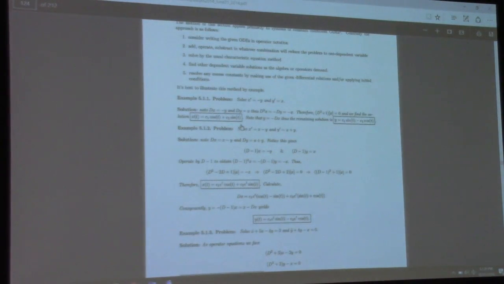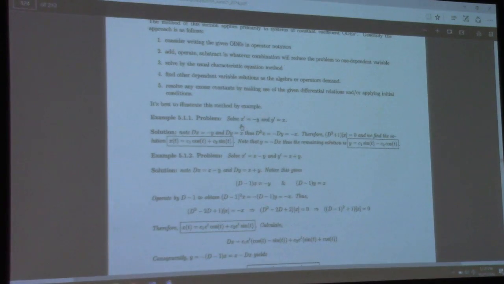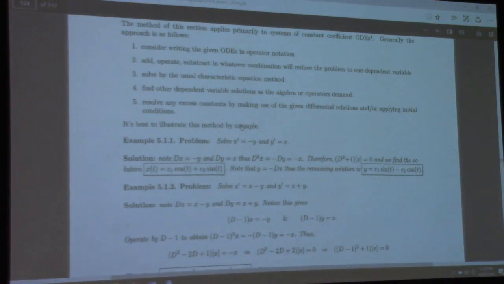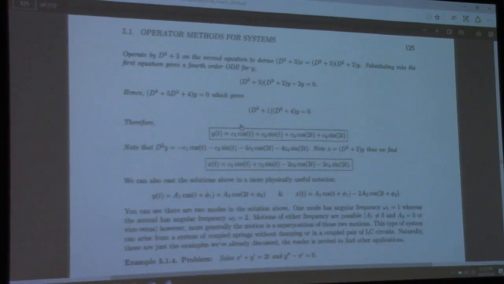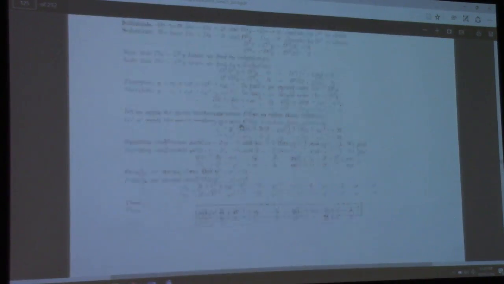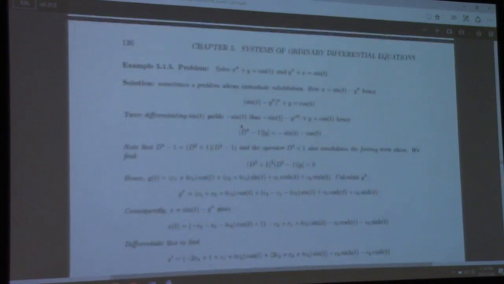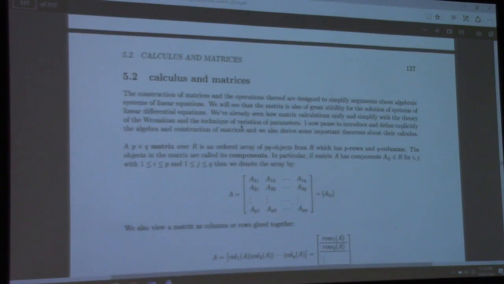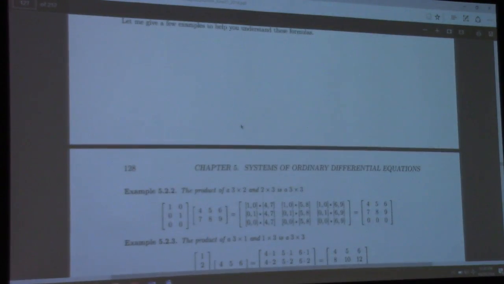Now here's something I haven't talked about at all. This is the other way of solving systems, by operator methods, which is basically to just brute force eliminate variables. Not a fan of this method, so I'm going to go on. I might come back to it when it's time to come back to it, all right? There are problems which are good for that.